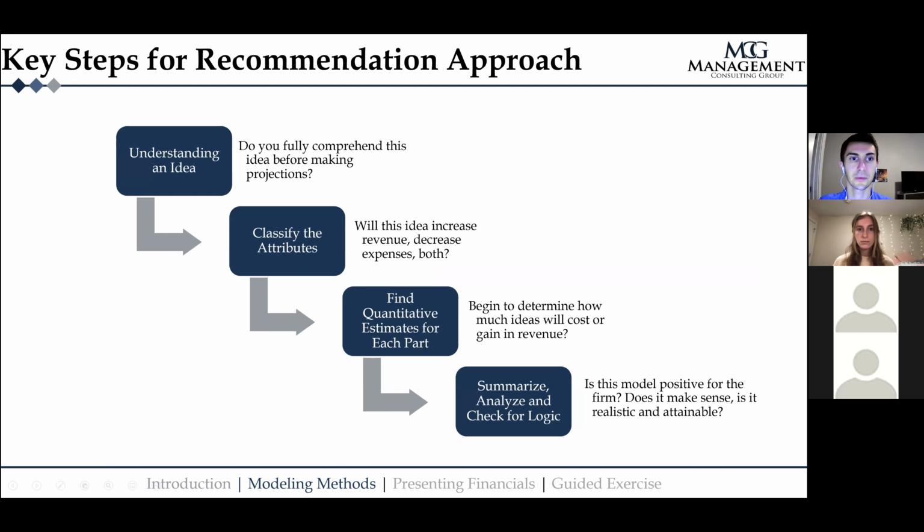To get into what the key steps are for each approach, first, the recommendation approach. So you want to understand an idea. You want to fully comprehend the idea before making projections. For example, say you're making a warehouse, taking that idea that Anna was talking about before. So making a warehouse or a factory, well, what goes into this? Make sure you're thinking about where you're going to put it, so have a location. That's something you can look up the cost of. How much is a warehouse in New Jersey? How much is a warehouse in New York? Wherever you're planning to put it.